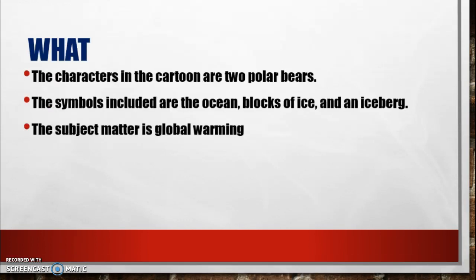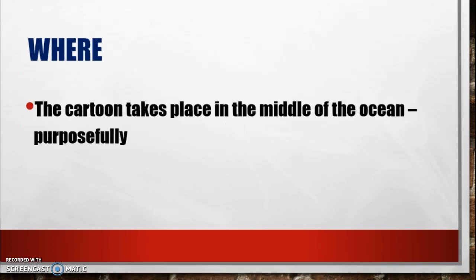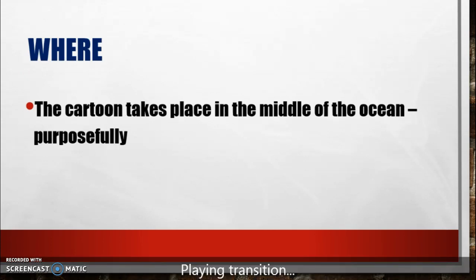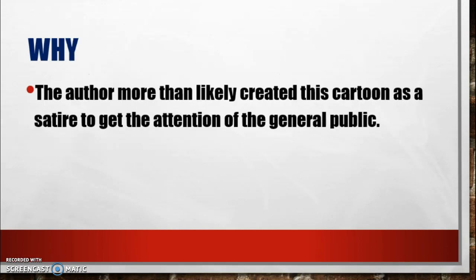Okay? What? The characters are two polar bears. The symbols are pretty simple, just the ocean, blocks of ice, and an iceberg. And an adult mind can tell that the subject matter is global warming, but a child's mind may not go there instantly. The location of the cartoon is in the middle of the ocean, and you can tell the cartoon was created in recent years because of the word hoax and the conversation between the two polar bears.